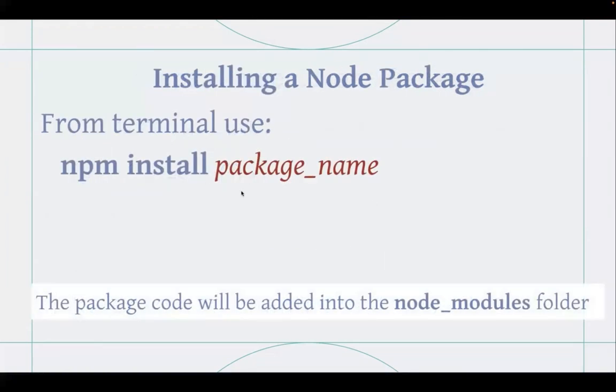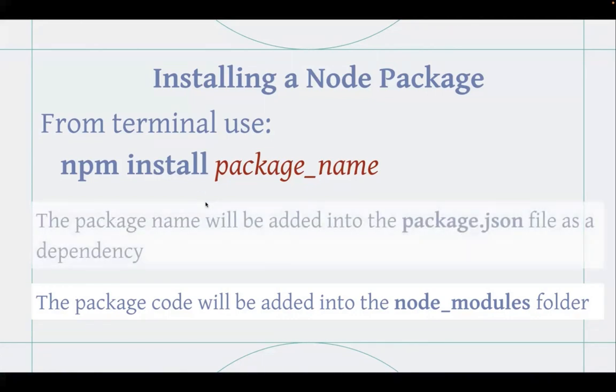So we have installed the package using npm install. Optionally, you can use npm i. So instead of typing install, just type i. That's a shortcut. Okay. Any question?